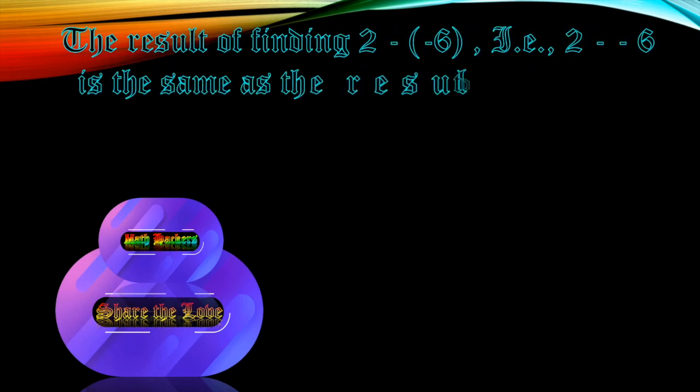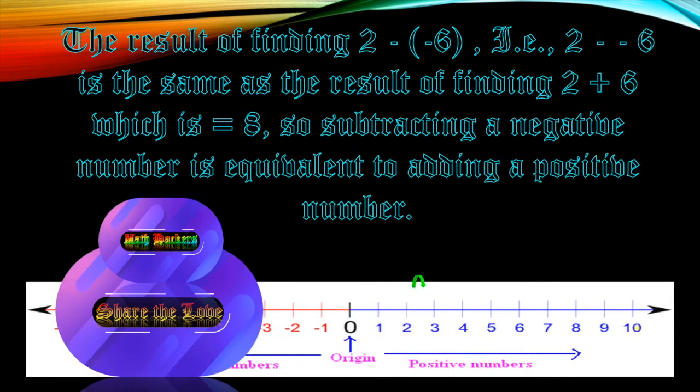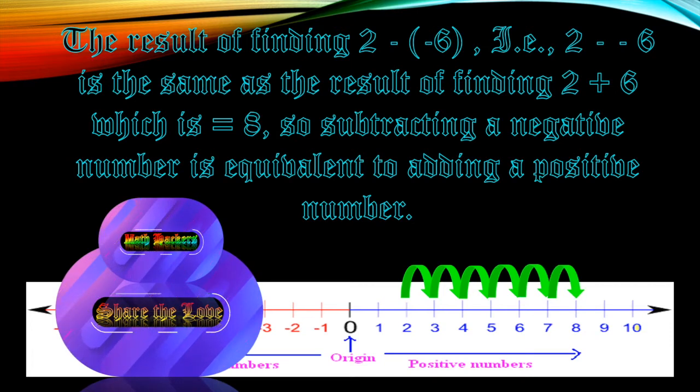The result of finding 2 take away negative 6 is the same as the result of finding 2 plus 6, which is 8. So, subtracting a negative number is equivalent to adding a positive number. As mentioned earlier, we start at 2, but in here we have a concurrent negative, that is a negative followed by another negative, a double negative, which turns positive. Or as per the slide, minusing a negative number is the same as plussing or adding. Put simply, 2 minus minus 6 equals 2 plus 6, which is 8.